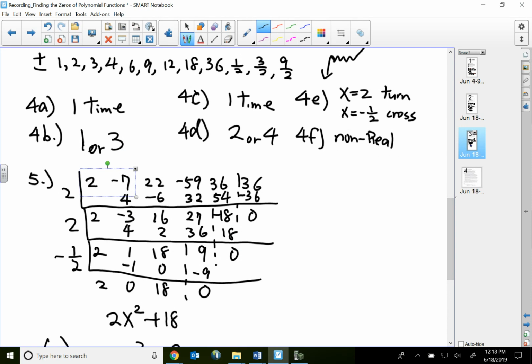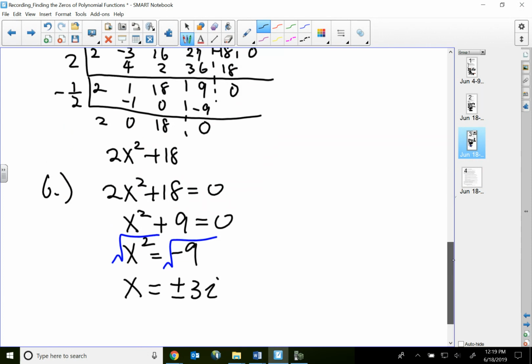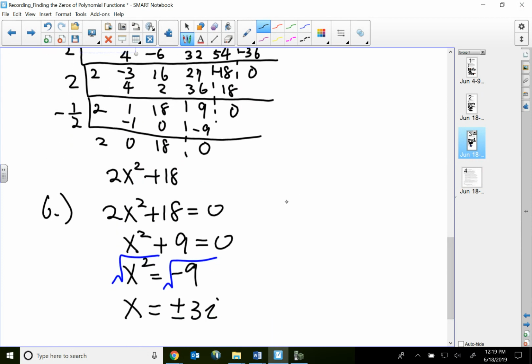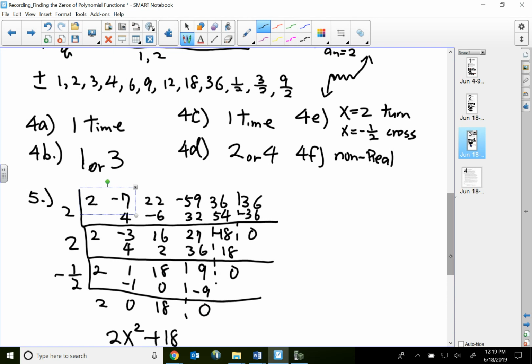So my multiplicity is 2 at x equal to 2 and 1 when x equal to negative half. So let me just write it down. Okay, so what are my zeros? My zeros are 2, negative half, right? And negative 3i and positive 3i. So why is there only 1, 2? Because the multiplicity is what? Even. Okay, so 2 plus 1 plus 1 plus 1 gives me 5, x to the 5th power.